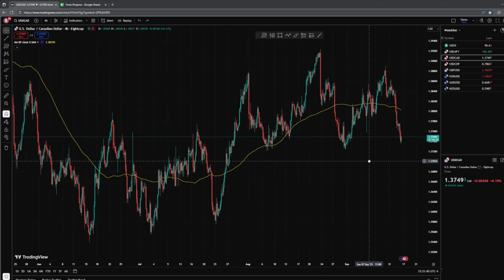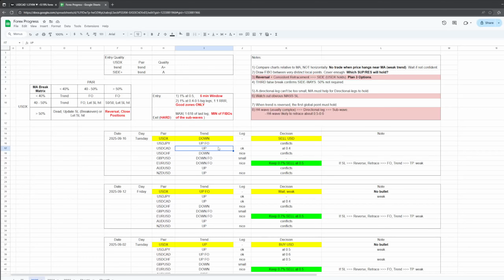So let's write it down. USD Canada dollar loonie, in other words, has an uptrend doing fake out. Unfortunately, that conflicts with the USD index chart, and we're not going to trade loonie.